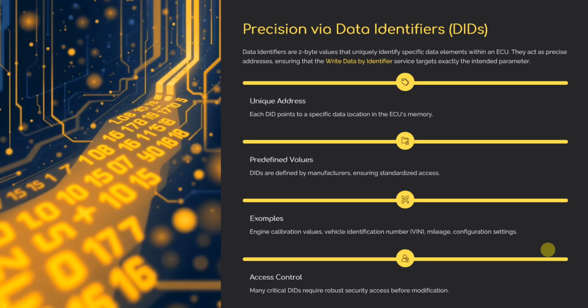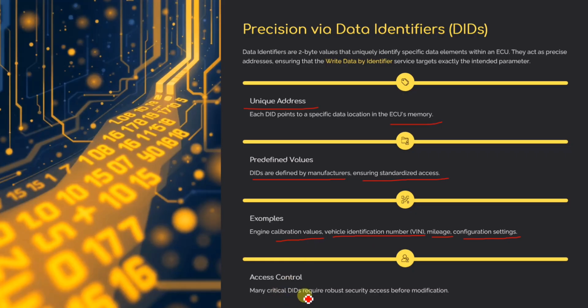And here, precision via data identifiers. Data identifiers are 2-byte values, as we already discussed, and they uniquely identify specific data elements within the ECU. They act as precise addresses, ensuring that the Write Data by Identifier service targets exactly the intended parameter. They all have unique addresses. Each identifier comes with a unique address in the memory location, and predefined values also will come. Some DIDs come predefined by manufacturers, ensuring standardized access. For example, engine calibration values, vehicle identification number (VIN), mileage, or configuration settings. All these come with predefined values.